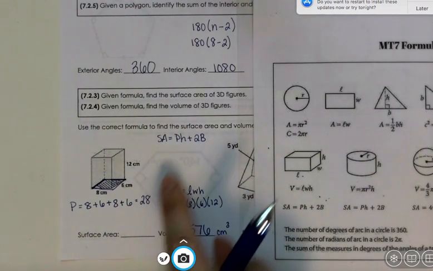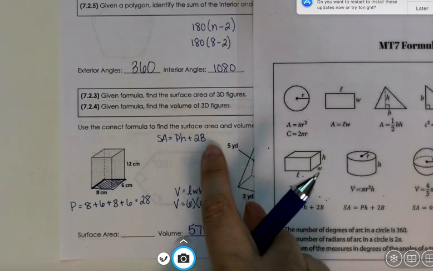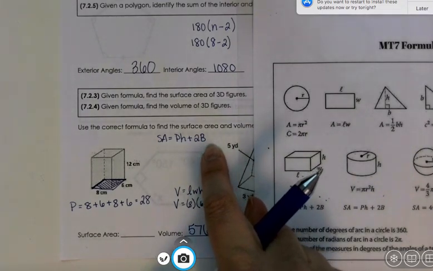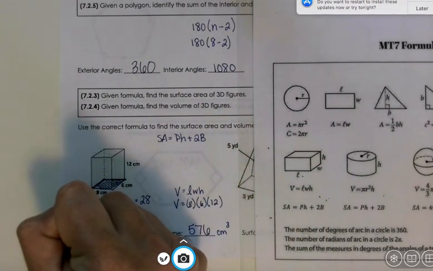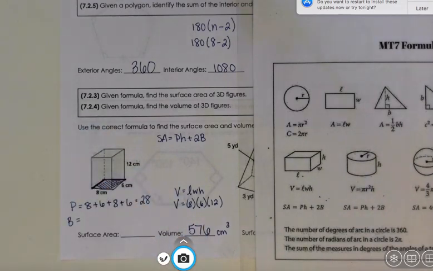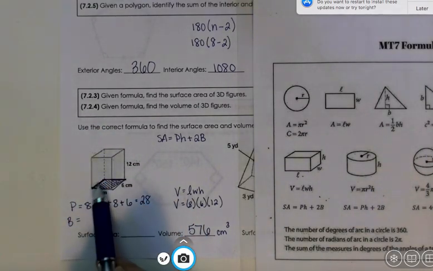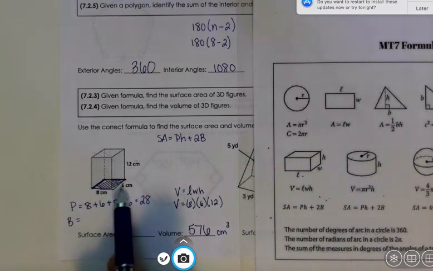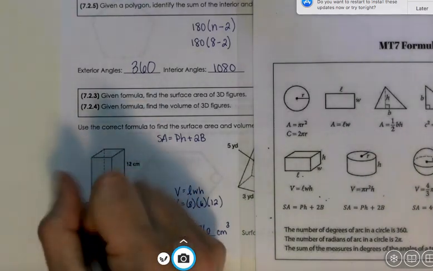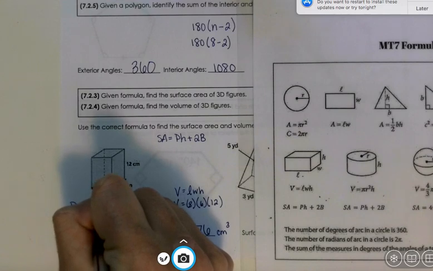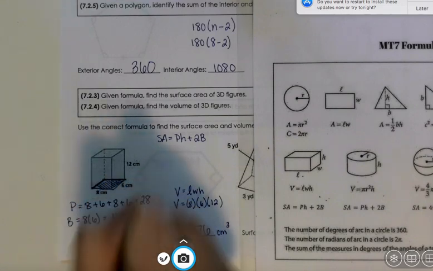So I'm going to use that eventually in my formula, but I also want to calculate capital B real quick. So capital B is the area of my base. So my base is a rectangle. To find the area of that rectangle, I do length times width, so 8 times 6. 8 times 6 gives me 48.